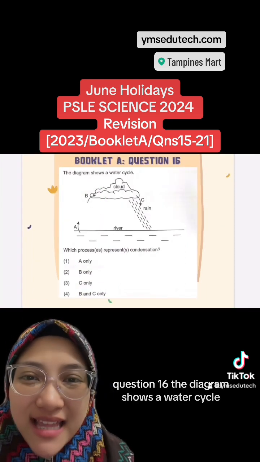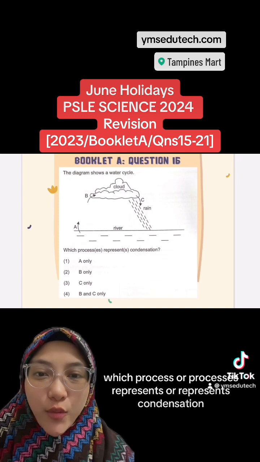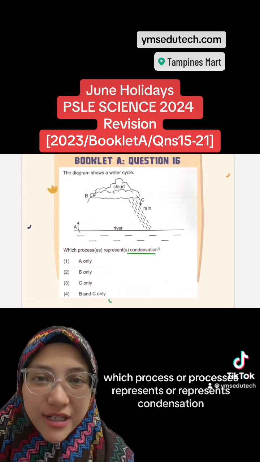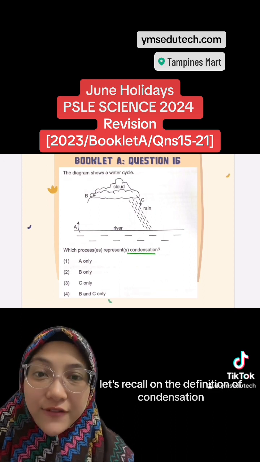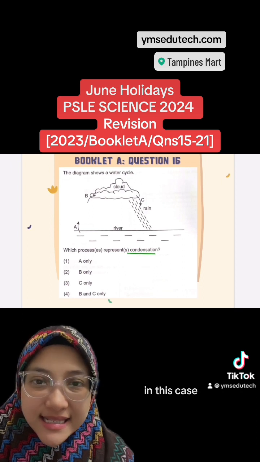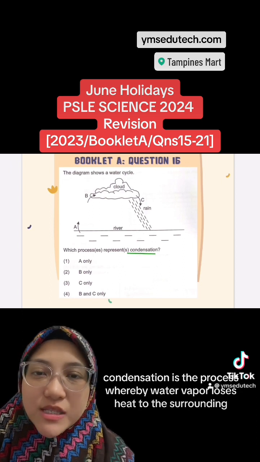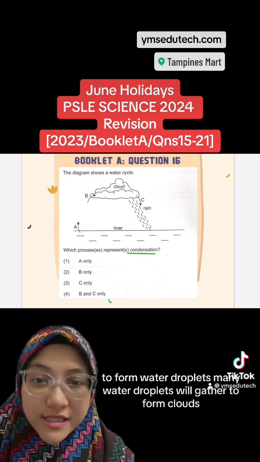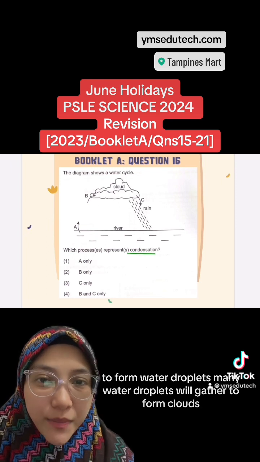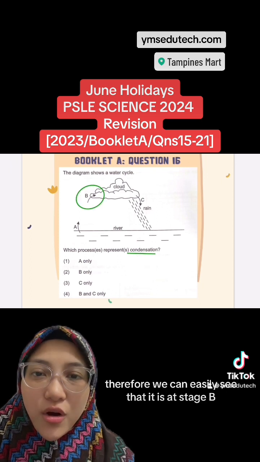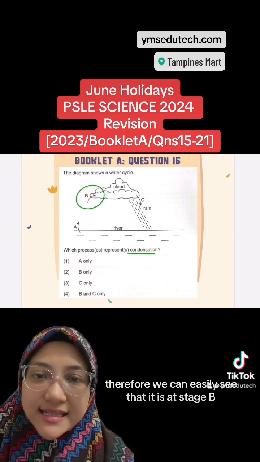Question 16. The diagram shows a water cycle. Which process or processes represents condensation? Let's recall the definition of condensation. Condensation is the process whereby water vapor loses heat to the surroundings to form water droplets. Many water droplets will gather to form cloud. Therefore, we can easily see that it is at stage B.